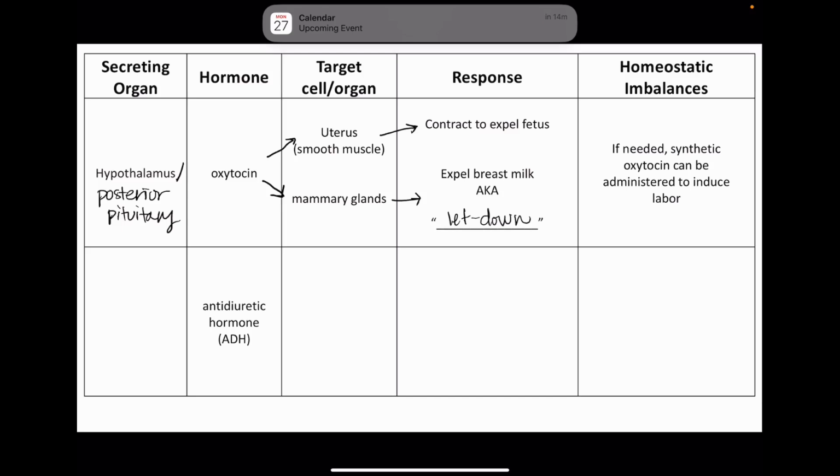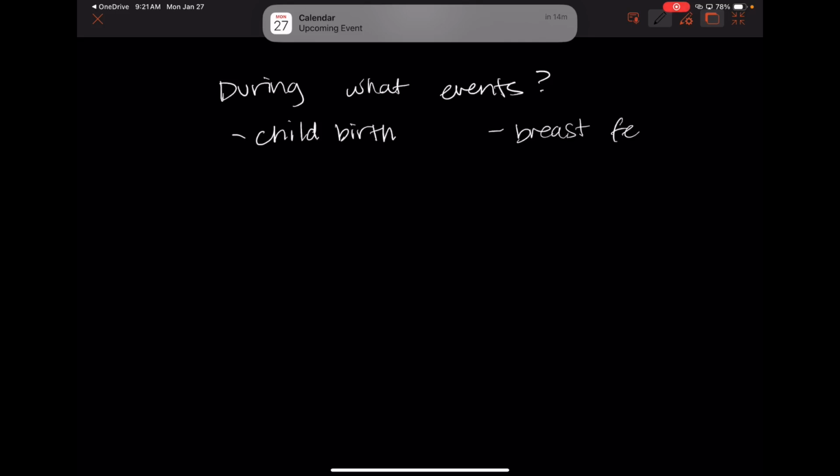So in your lecture notes, it asks you, during what life events is oxytocin released? So during what events, and I'm going to write it down so you guys can follow along. It's going to be childbirth and also breastfeeding. So the trigger for childbirth is going to be the stretching of the uterus. So as baby makes its way down towards the birth canal and stretches that uterus.